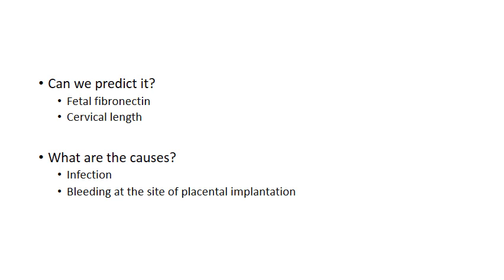What causes this? Infection can cause moms to go into spontaneous labor, and also bleeding. If she has had some sort of trauma, like a motor vehicle accident or a fall or something like that, and there's a little bit of shearing of the placenta from the uterine wall, which can cause some bleeding. Blood is very irritating to the uterine muscle and will actually cause contractions.